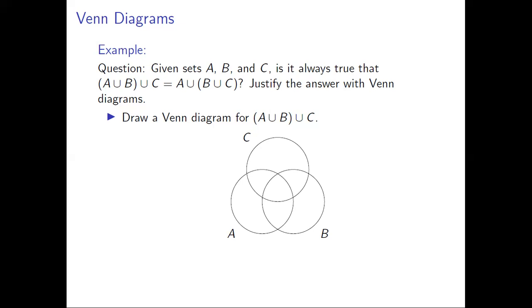And now we want to shade in the part that corresponds to this. Okay, so we start with A union B, right? We start with the parentheses first. So A union B would be this thing shaded in here. This is everything that's in A or in B or in both. And then we have to do union C, meaning now we have to add in everything from C. So we're left with the entire diagram shaded in, all 3 circles completely shaded in. So that's the Venn diagram for A union B, union C.